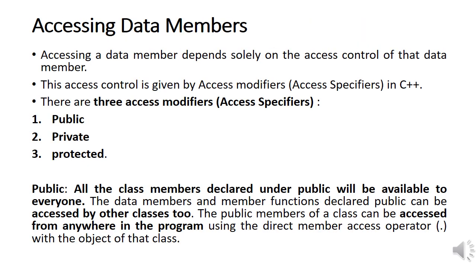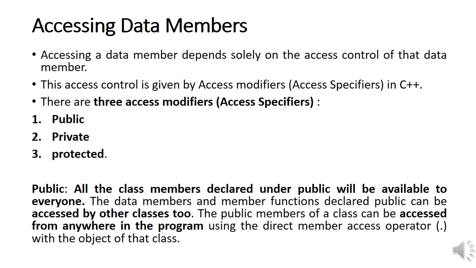Accessing data members of a class depends on the access control of that data member. That means the access control is based on the access modifiers or access specifiers. There are mainly three access specifiers. First one is public, second one is private, and third one is protected. First we will discuss the public access specifier.